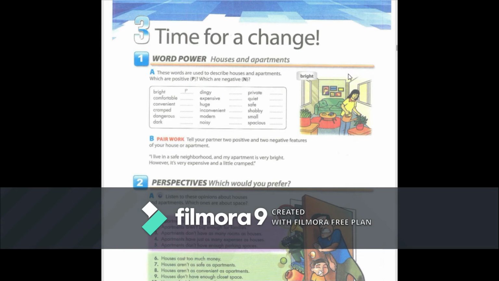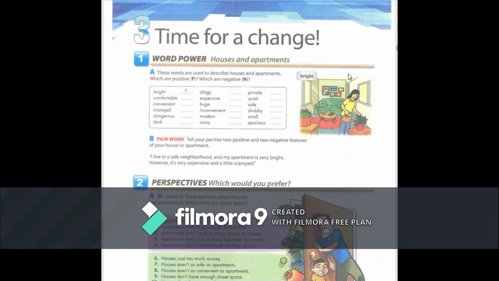Today we're gonna take unit 3, which is called time for a change. Time for a change يعني وقت التغيير. We're gonna talk about the houses and apartments. Houses means البيوت, while apartments mean الشقق.